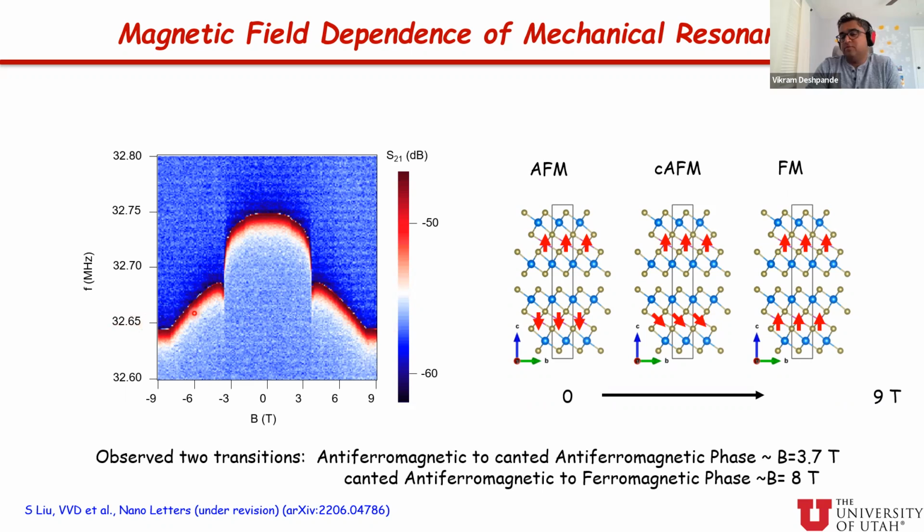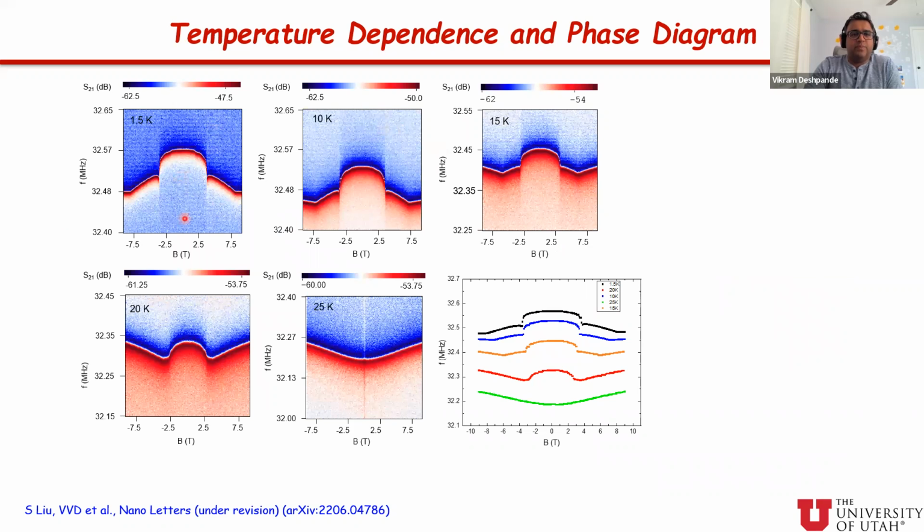To confirm that we are indeed seeing these phases, we can also take a temperature dependence of this data. This data, I did not mention this, was taken at 1.5 Kelvin. Taking the temperature dependence, you can see that as the temperature increases, the parameter space of these phases shrinks, and at about 25 Kelvin or so, which also corresponds to the Néel temperature of this material, all of the transitions vanish. That is further evidence that these mechanical transitions are indeed corresponding to the magnetic transitions in the material.